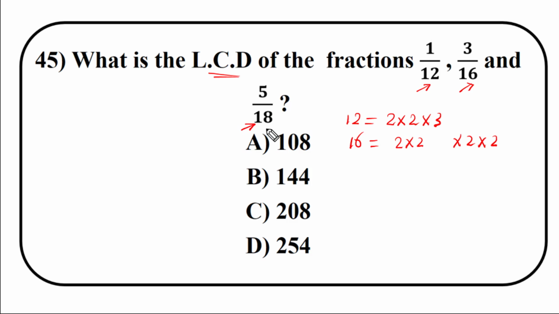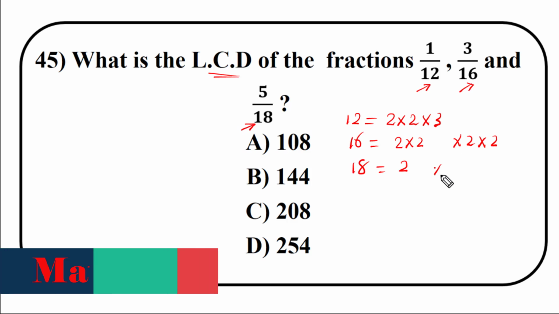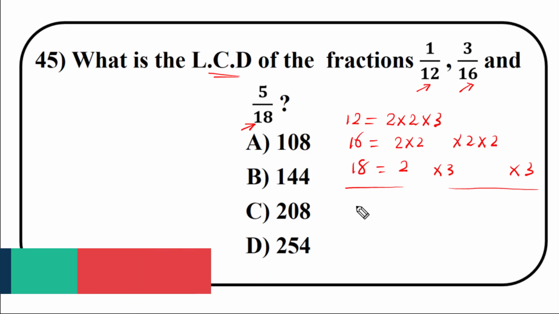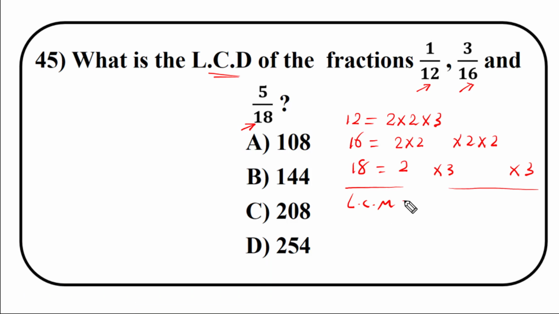18 is 2 times 9, and 9 is 3 times 3. We write 18 equals what? Equals 2 times 3 times 3. We have up here 3, so we write times 3. At the last we have times 3. Now write a line, and don't forget to order the similar factors above each other. Now LCM equals what guys?